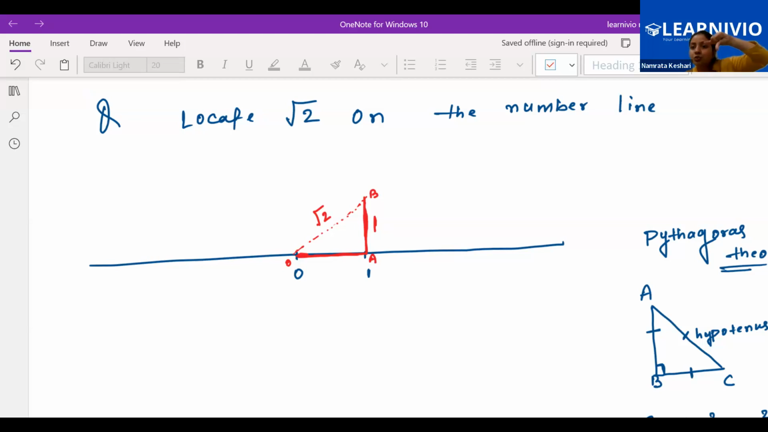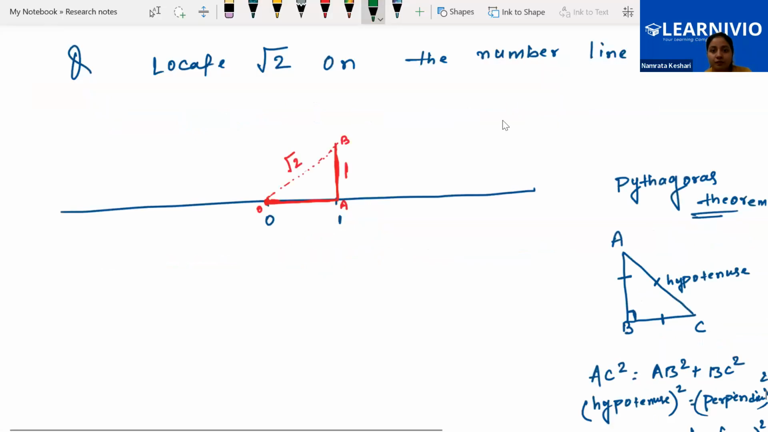After taking root 2 in the compass, we are going to keep the needle at the same place on 0, and then we have to make an arc like this. The arc will be of the length OB, the root 2 length you have taken, made from 0. This total length will be root 2. Are you getting my point? Yes, ma'am.